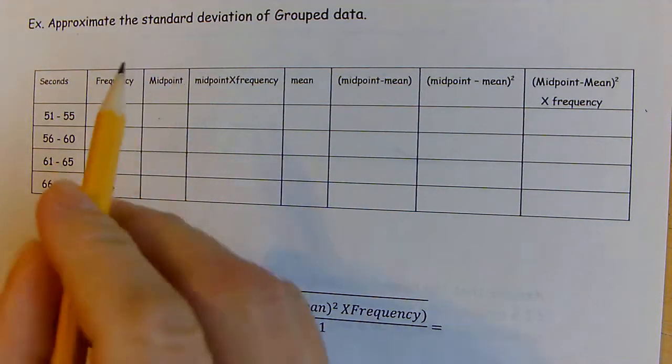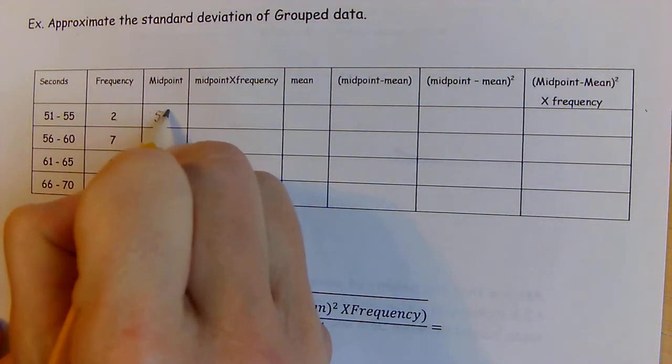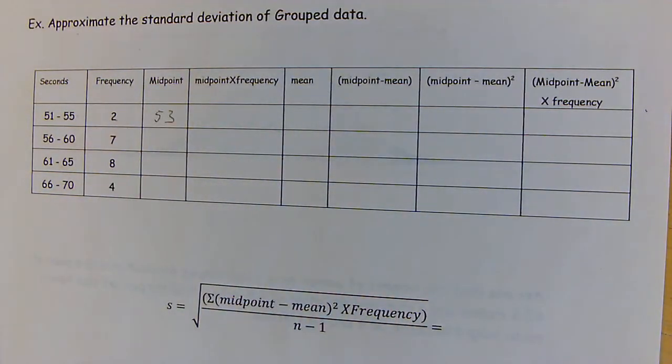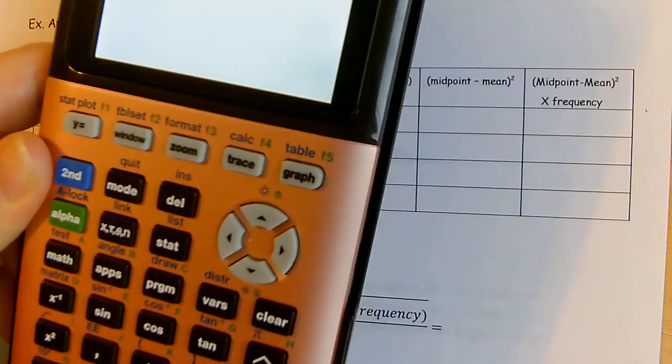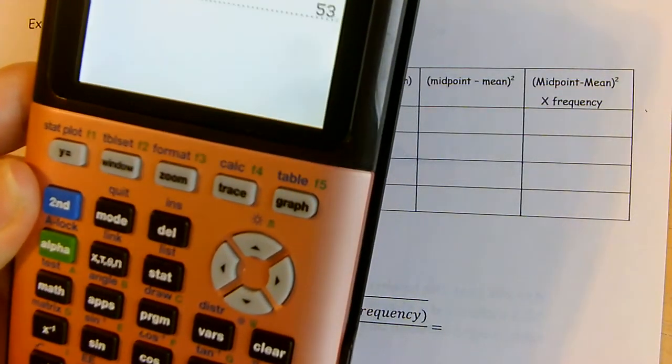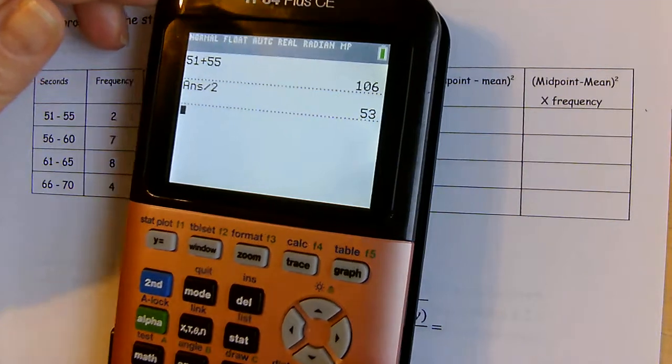The midpoint is going to be 53. How did I get that? I added 51 plus 55. I took the average of the two numbers. Oops, sorry, so it's 53.